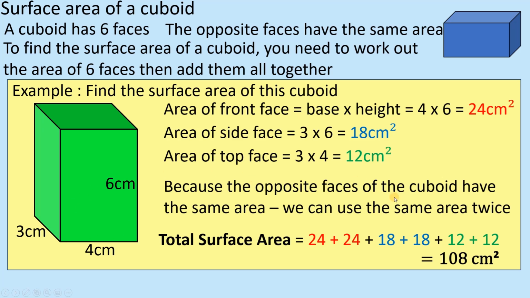However you want to do it, I tend to stick with thinking about one side, the other side, and the other side, and then double it, which is what you've got here, and that's going to give you your total surface area. And that's it.